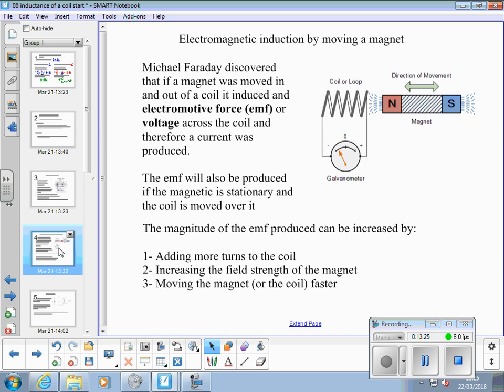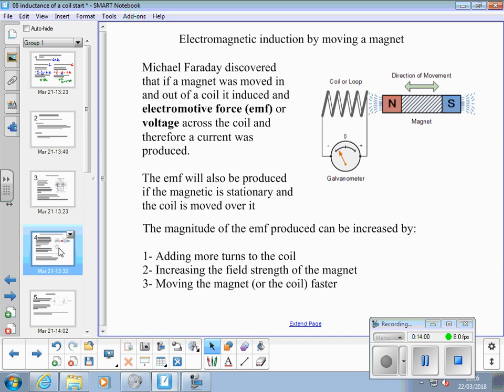In electromagnetic induction, Michael Faraday discovered that if a magnet was moved in and out of a coil, it induced an electromotive force, EMF, or a voltage across the coil. And therefore, in a closed circuit, you'd produce a current. You should bear in mind that the EMF will also be produced if we keep the magnet stationary and move the coil. It's relative movement between the two that causes that action.